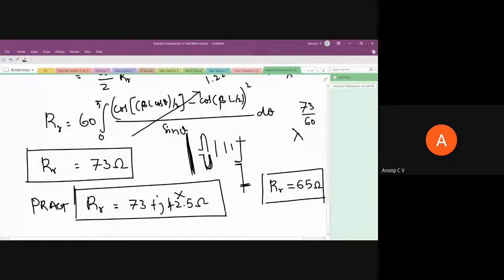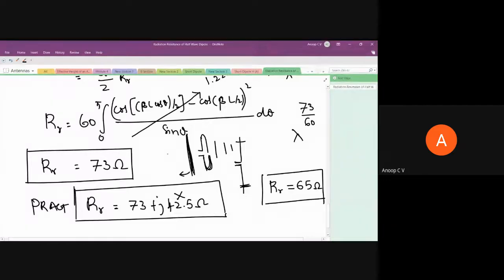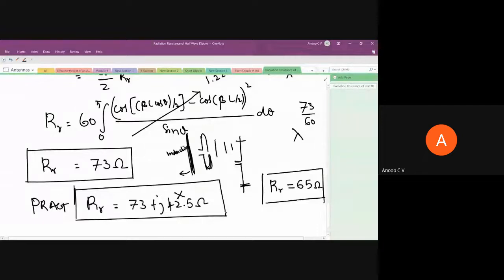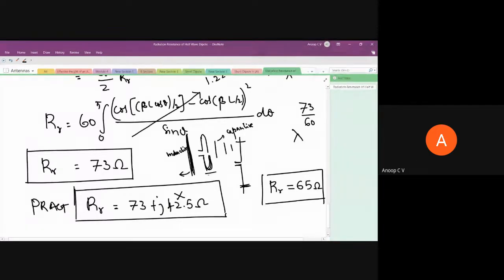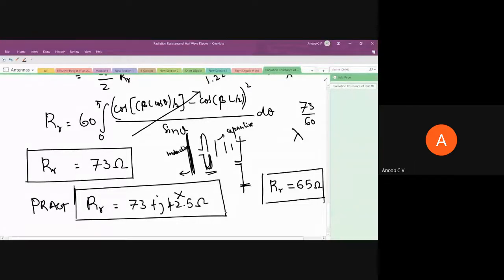When the length is greater than lambda by 2, it will be inductive in nature, and when the length is smaller, it will be capacitive, right? We'll study that when we study the Yagi-Uda antenna. I'm telling you this because the half wave dipole antenna is used in the Yagi-Uda array. The Yagi-Uda array is one of the practically highly directional antennas. It can give very good directivity and gain.